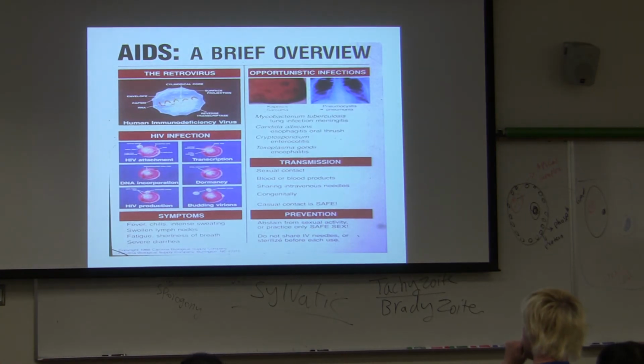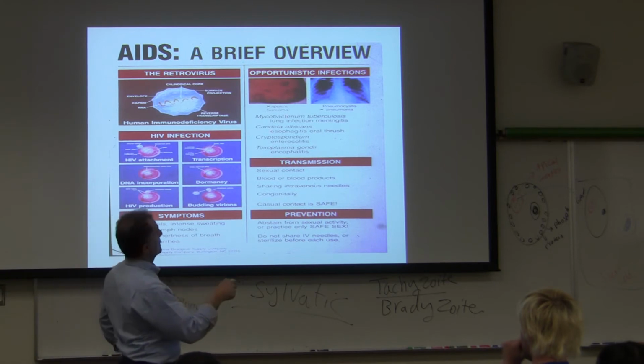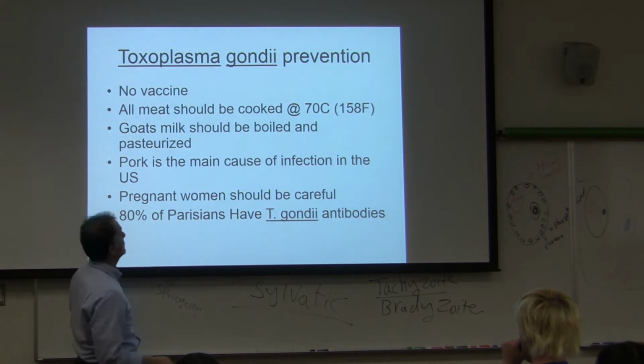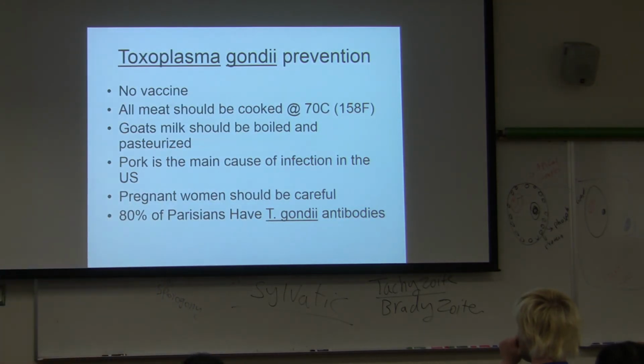Here is a list of, I showed it to you in the lab, a few organisms that can kill AIDS patients. Here is pretty much answering your question, Nick. There is no vaccine. There is no vaccine for any eukaryotic cell that I know.